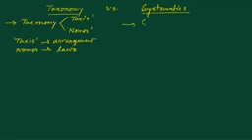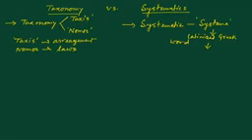Whereas systematics comes from systema, a Latinized Greek word meaning systematic arrangement.